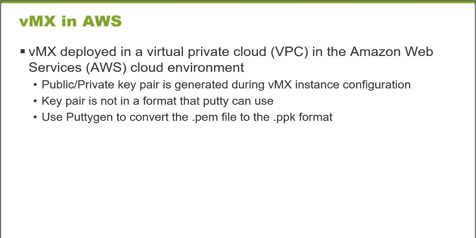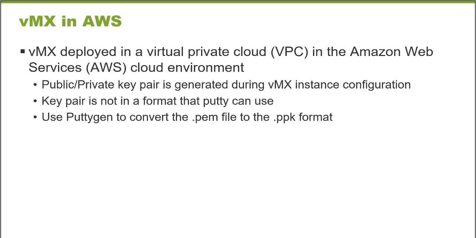Now, as part of the configuration of your vMX, a public-private key pair is generated. That key pair would allow you to secure shell into your vMX instance once it's up and running. Now, if Putty is your regular secure shell client, there's an issue. The key pair that's generated is not in a format that Putty can natively use. So we have to use the PuttyGen application to convert the .pem file, the public-private key pair file generated by Amazon Web Services, into a .ppk file that Putty natively uses.